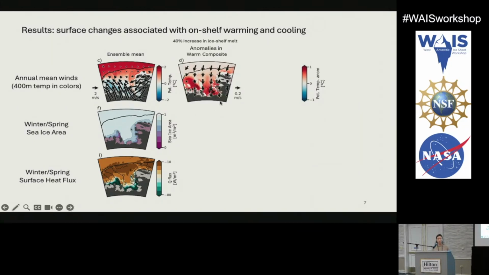So I took the 4 simulations from the 10 that I conducted, the ones that led to the most ice shelf melting, and I composited those to see what the surface patterns looked like. And those did lead to a 40% increase in ice shelf melt after 5 years.